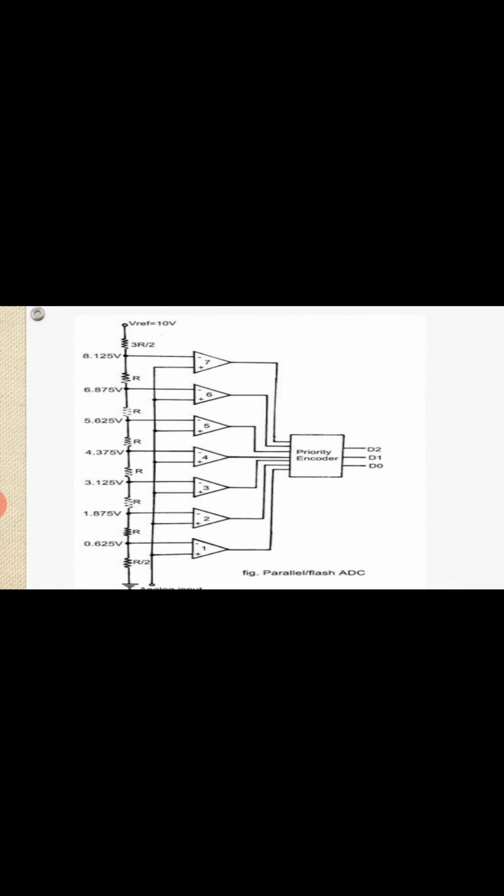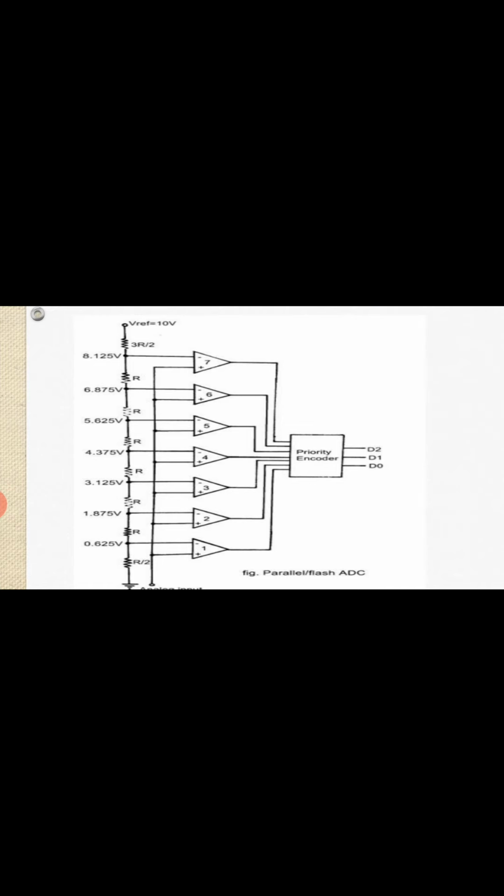If the unknown analog voltage is greater than the reference voltage, the comparator produces high logic. If the analog voltage is less than the reference voltage, then the comparator produces low logic, that is 0. This is the basic principle used here. Thus all parallel comparators produce a digital representation of the analog voltage in the form of 0 and 1.